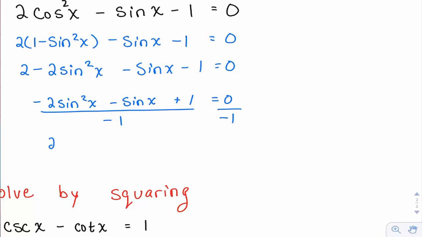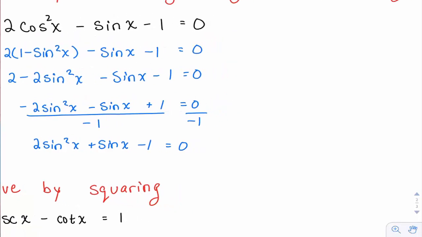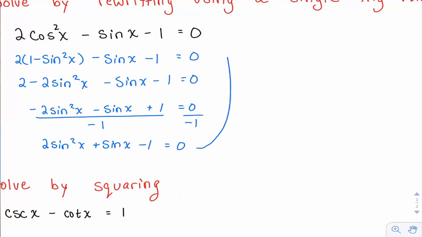And that's going to give me 2 sine squared x plus sine x minus 1 equals 0. That's just the method I prefer. It's quickest. So, I like the quickest way to fix this thing up. Okay, but now I'm going to go ahead and factor this. This is a factoring problem. So we're getting our factoring problem in anyway.